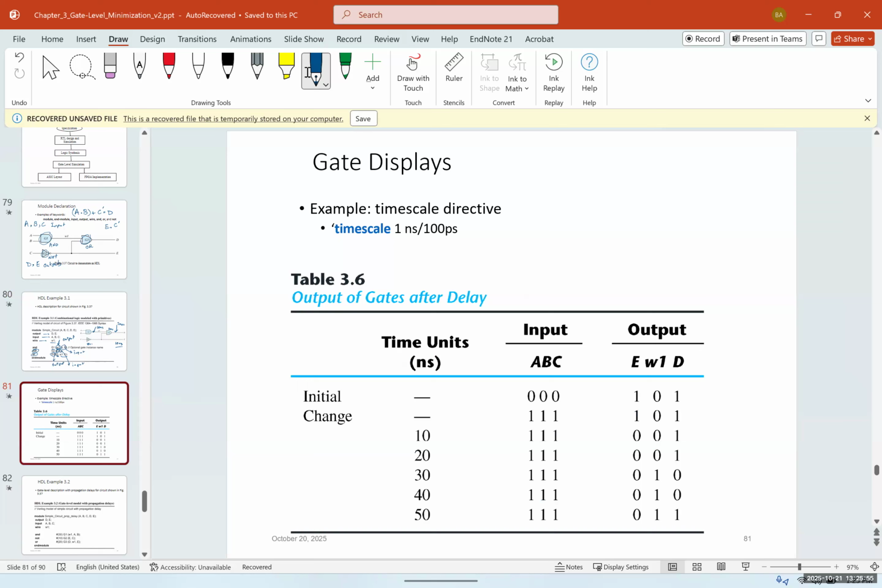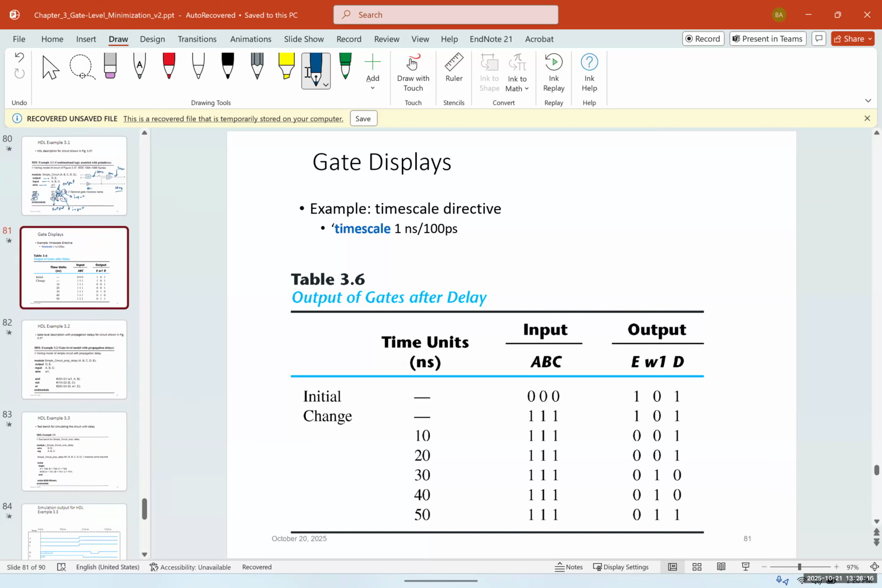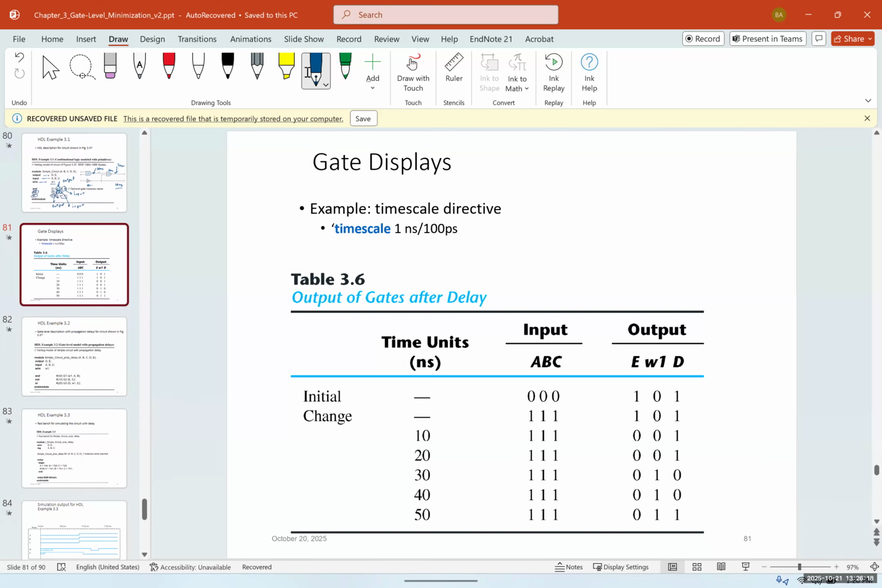And this shows the output of gates after delay. We have the initial change, the time units. Again, input ABC 0001111. When we change them, it takes 10 nanoseconds, for example, for E to change. And then for D to change, it would take 20 nanoseconds, for example. So each stage takes us a little bit of time to adapt and to change.